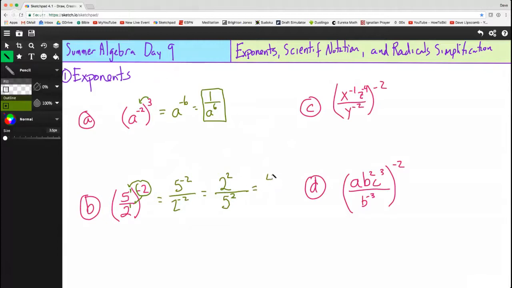Now, if you want to multiply that out, you can say, well, that's 4 over 25. Either one of these answers is fine with me. When numbers are small, multiplying it out is okay. But if these exponents are big, like 2 to the 10th, don't go making that 1024. I don't need you to do that. Just leave it as 2 to the 10th.